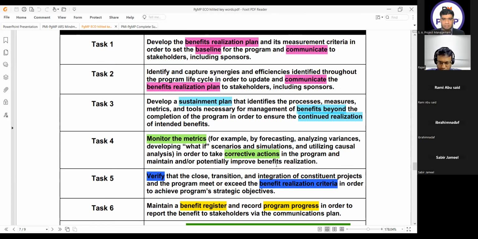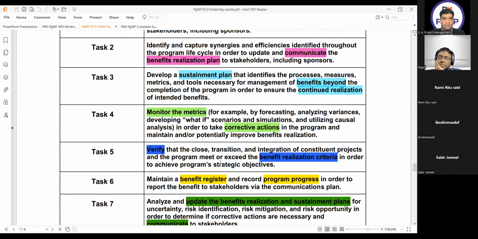Monitor the metrics, for example, by forecasting, analyzing variances, developing what-if scenarios and simulations, and utilizing causal analysis in order to make corrective actions in the program and maintain and/or potentially improve benefits realization. So whenever we talk about corrective actions, it is linked with monitoring. Unless I monitor and control something, I cannot make corrective actions. So whenever they talk to you about monitoring the metrics, it means they will talk about corrective actions. Ibrahim, please, task 5.